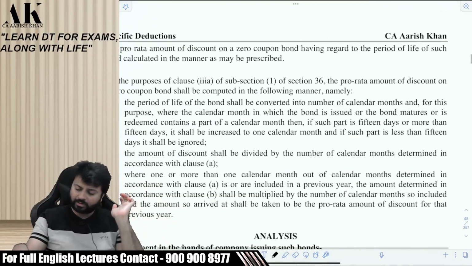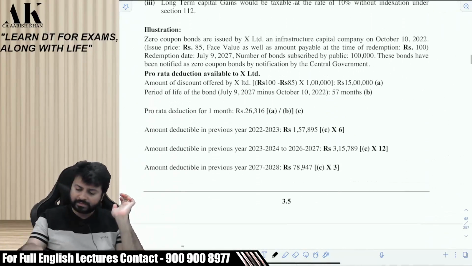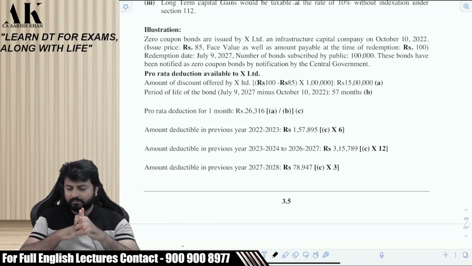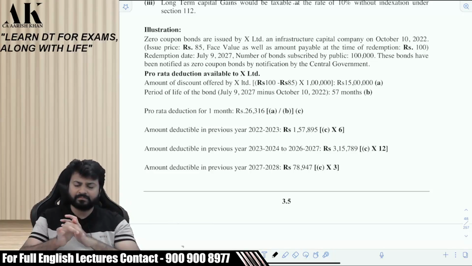You can come to textbook. See this example on page number 3.5 fast. A similar example is there.